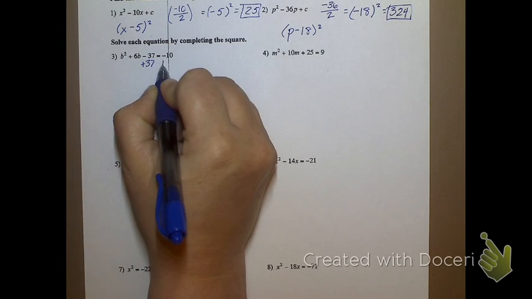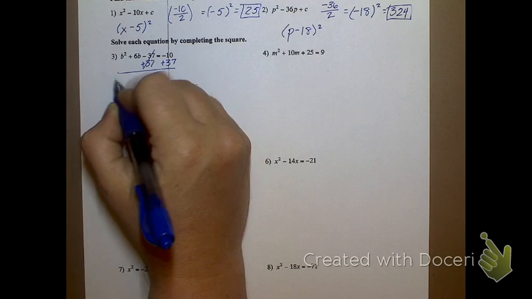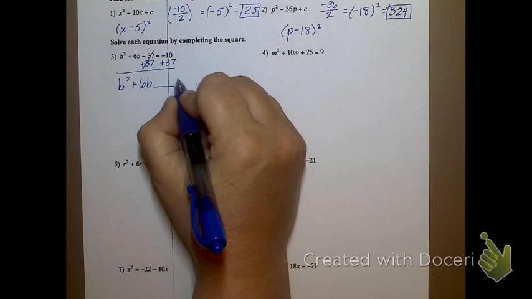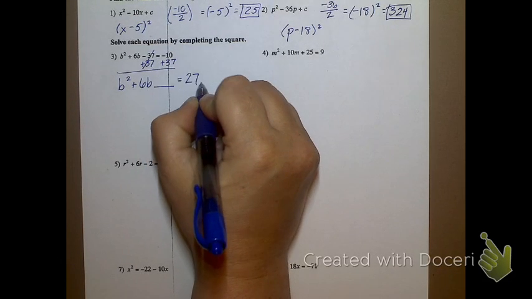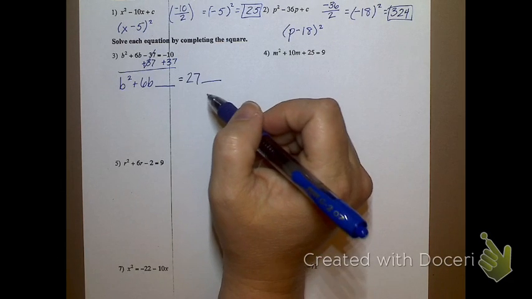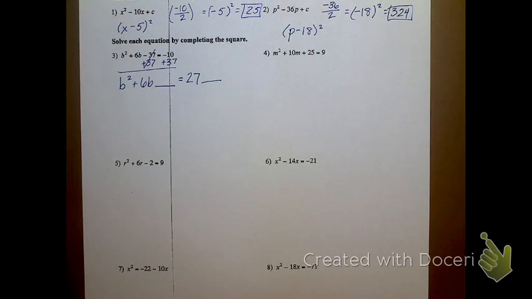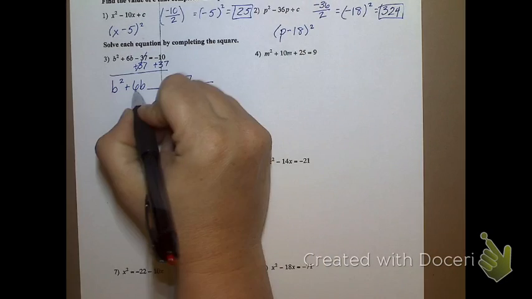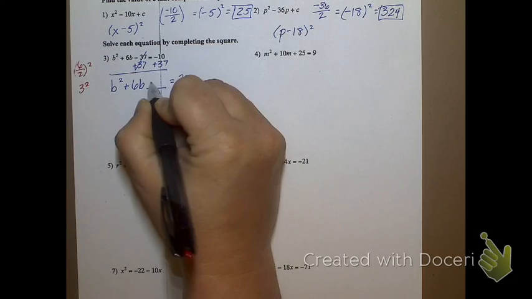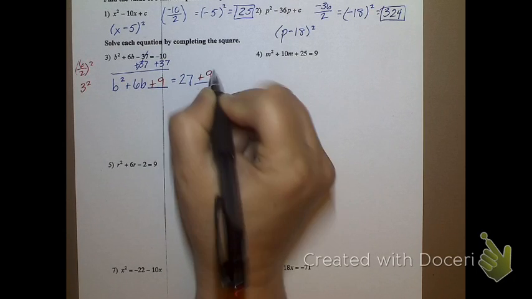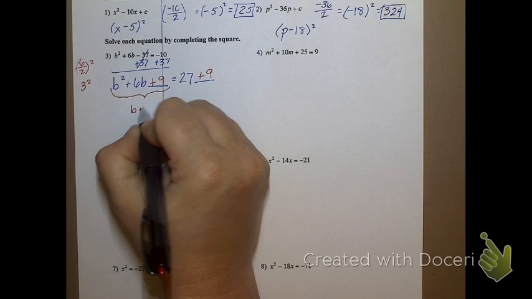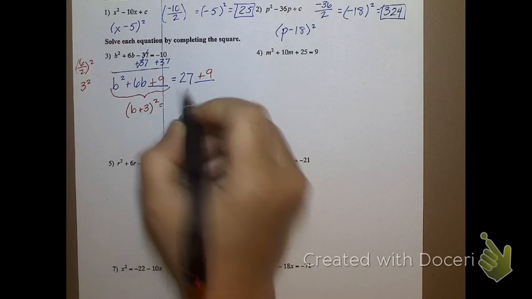Add 37. That's going to leave me with b squared plus 6b blank equals 27 blank, right? Negative 10 plus 37 is 27. What goes in the blank? 9. How did you get that? 6 divided by 2, B value, squared. 6 over 2 squared, that's 3 squared, which is plus 9, plus 9. Whatever you do to one side, you have to do to the other. What does this side factor into? B plus 3 squared.